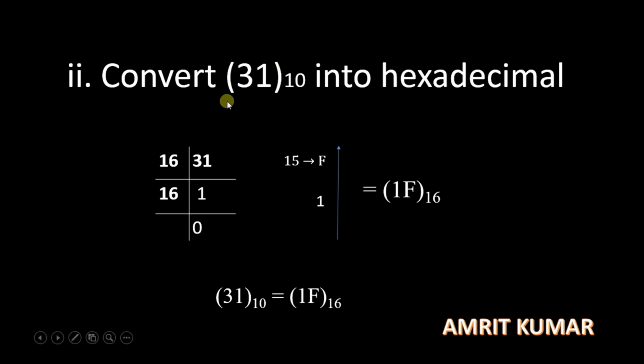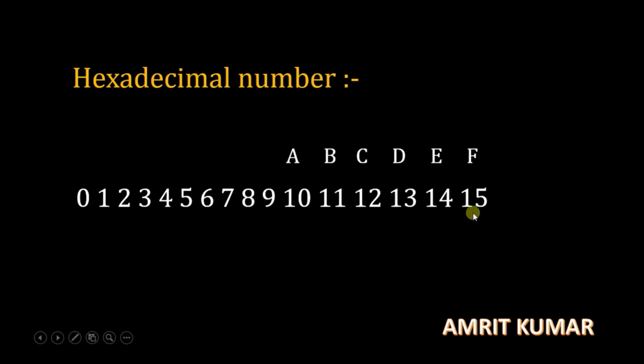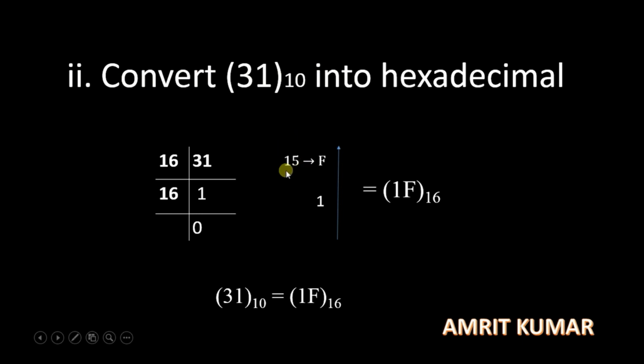Therefore we divide 31, the decimal number, with the base of the hexadecimal number, that is 16. By dividing 31 with 16, we get the remainder 15 here. We have studied that 15 is said as capital F in a hexadecimal number, so we will use that concept. Therefore this 15 value is going to be capital F. After dividing 31 with 16, we get the quotient, that is 1 here.